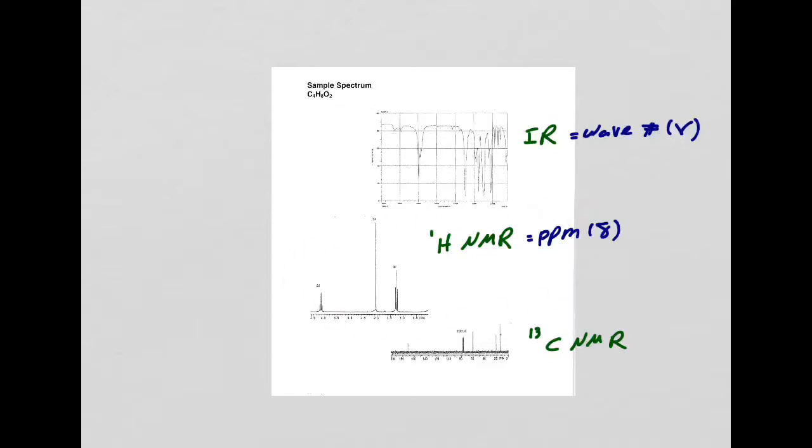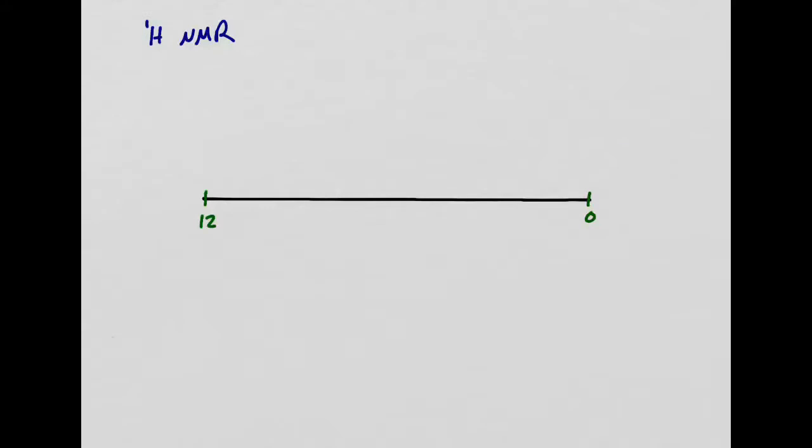Now let's look at this proton NMR a little bit more closely. When you look at the spectrum, it usually goes from 0 to about 12. We call this chemical shift, and we just said that it is in ppm, parts per million. As you go from right to left, the chemical shift is going to increase. Now you see there's a 0 peak over here.